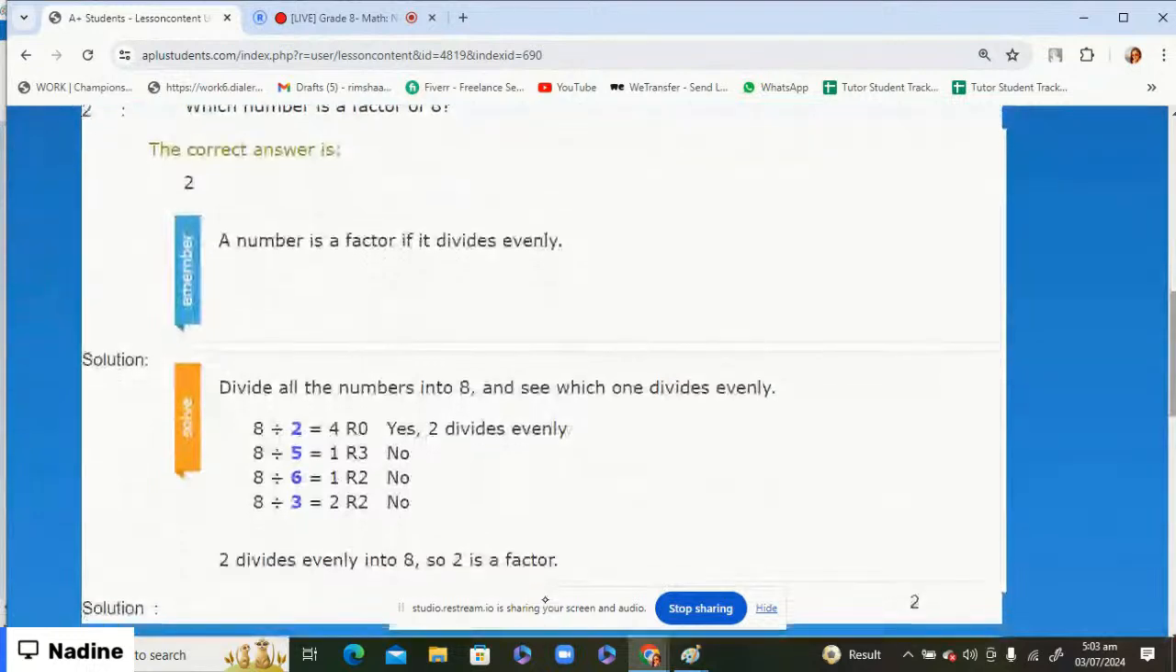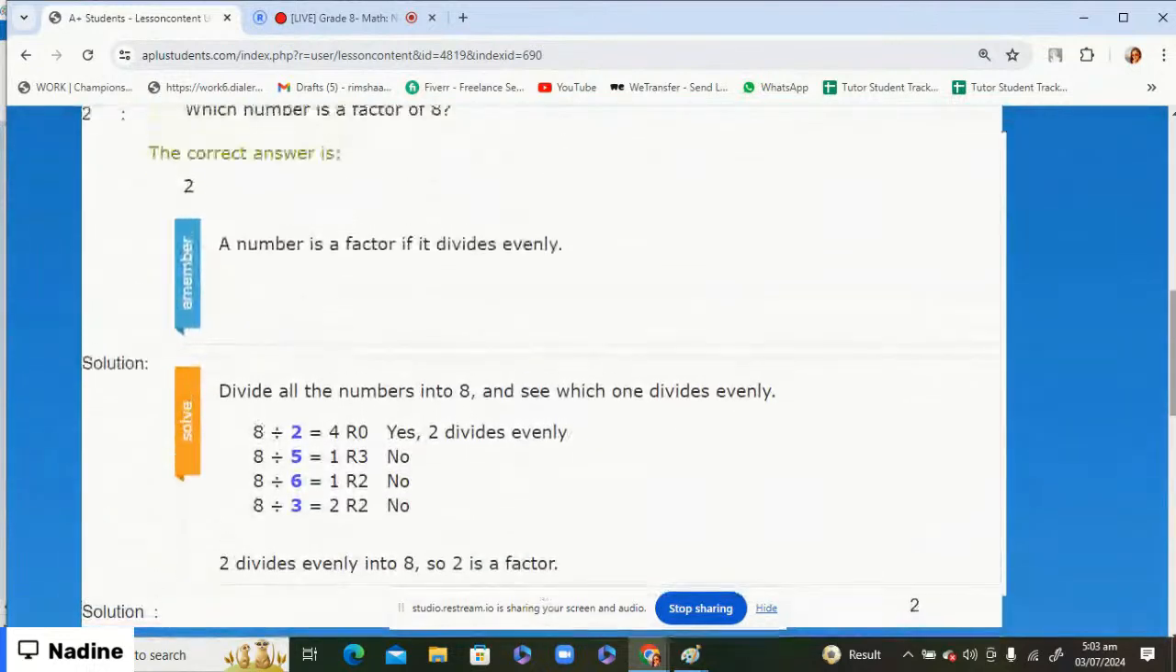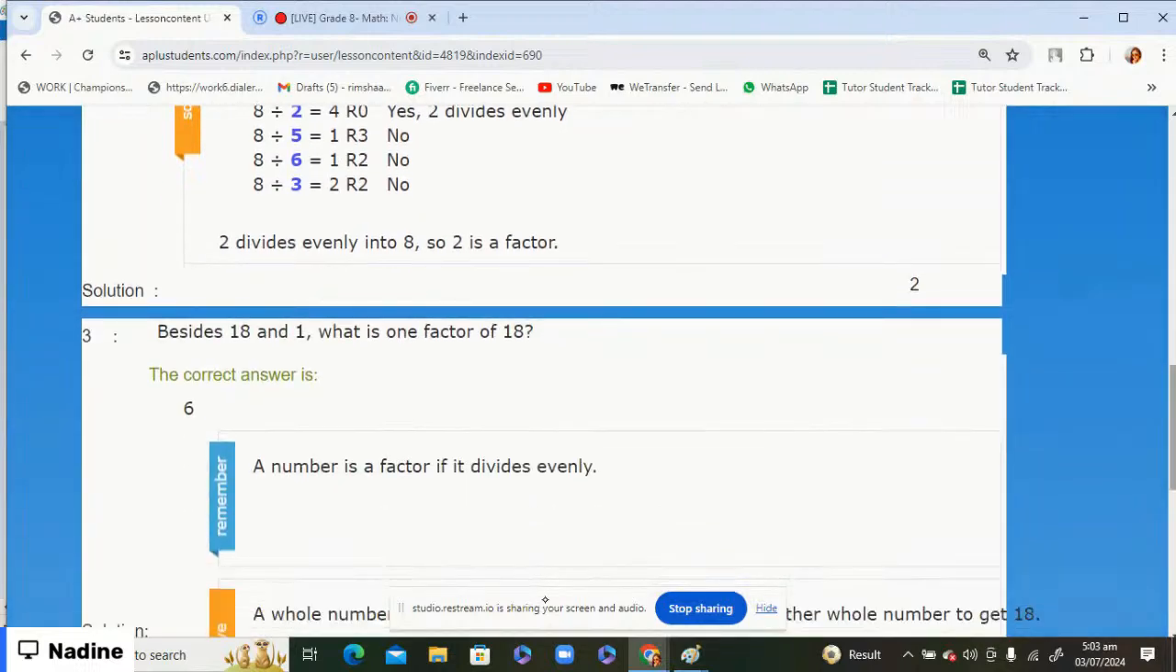Which number is a factor of 8? As we know that 2 times 4 is 8, 4 times 2 is 8. When you divide 8 by 2, it becomes 4. When you divide it by 4, then it becomes 2. So we can say that 2 is a factor of 8.